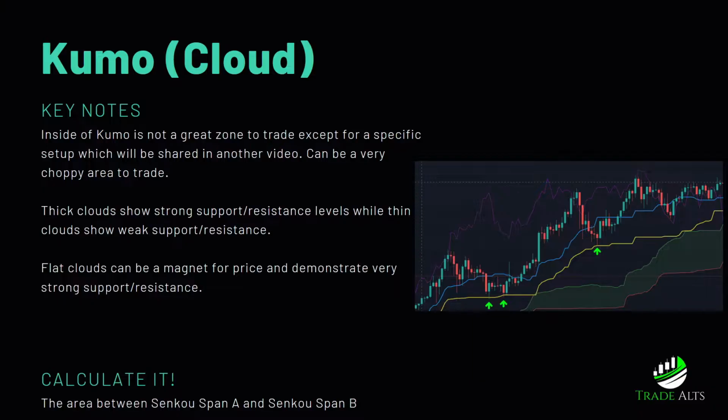And then finally, calculate on the bottom. The cloud, the Kumo, right? It is literally the area between Senkou Span A and Senkou Span B. So in this picture, I know I have these green arrows, but that's actually for a different video. The green line here is Senkou Span A. The red line here is Senkou Span B, and you can see that the cloud is shaded in green. That means that is a bullish cloud. You can change the settings on your Ichimoku indicator to whatever colors you like, but for the color scheme I use, it's just easier for me. When things are red, they're bearish. When things are green, they're bullish. So that's what that's about.